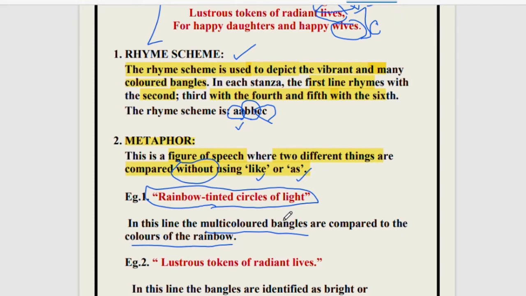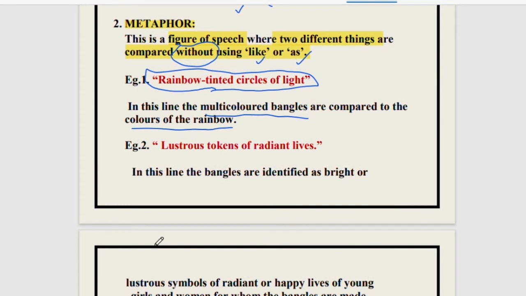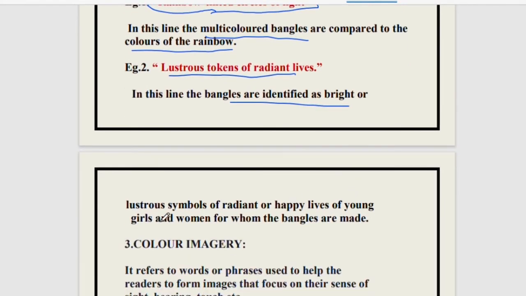There is another metaphor in the same stanza. We see lustrous tokens of radiant lives. This too does not have any use of like or as in this sentence. But there is a comparison. Comparison between what? The bangles are identified as bright, lustrous symbols of radiant or happy lives of young girls and women for whom the bangles are made. So these bangles are symbols of the happy lives of women.